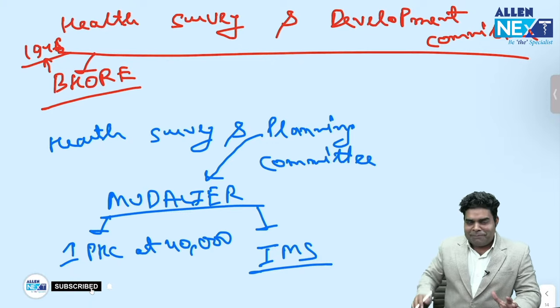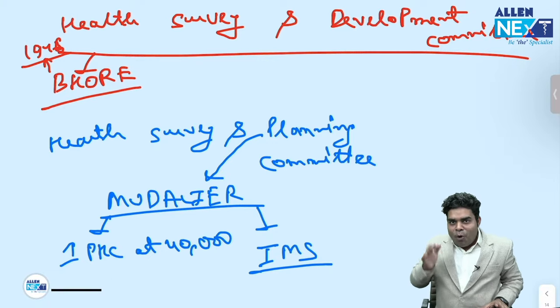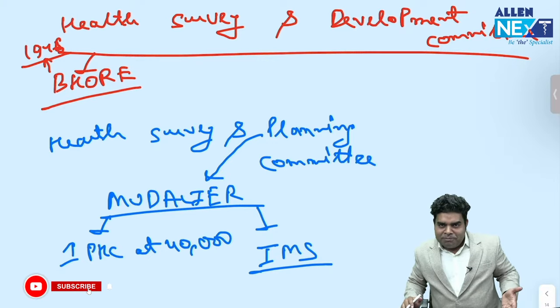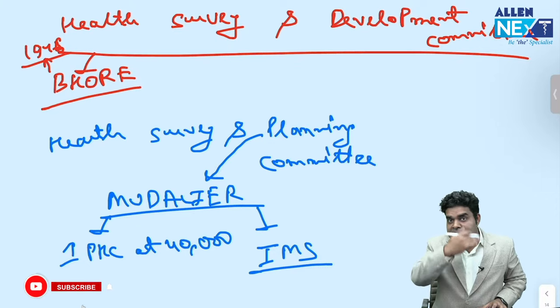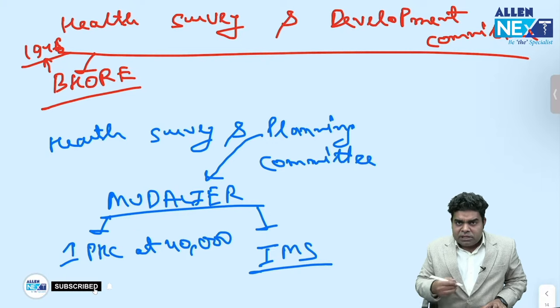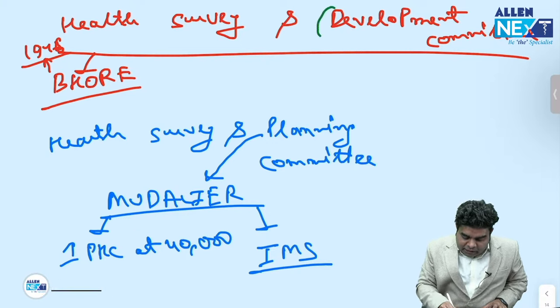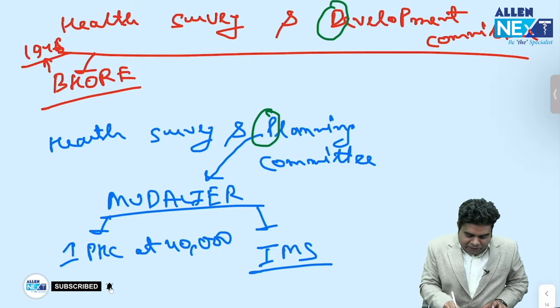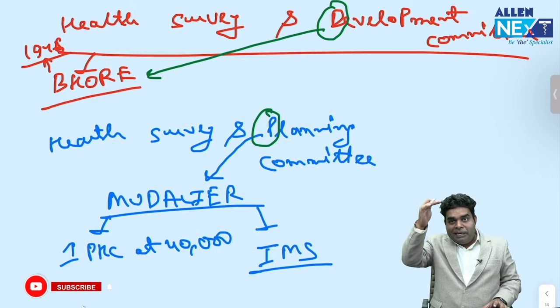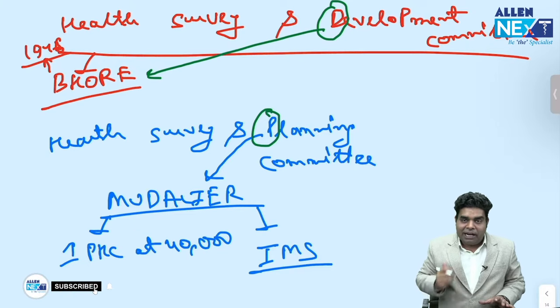How to remember this confusing part? Very simple. Bhore means morning also. Bhore in Hindi means morning. And it is the first committee. And if you see alphabetically, D comes before P, development comes before planning. So development is Bhore, the first committee, and then planning is second, Mudaliar.